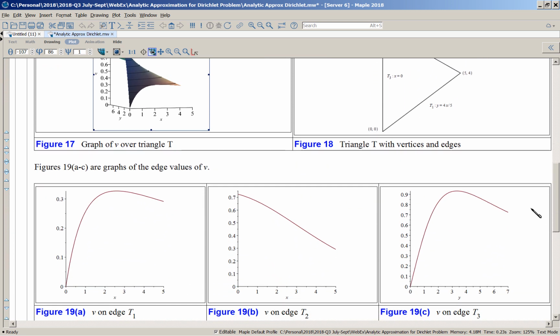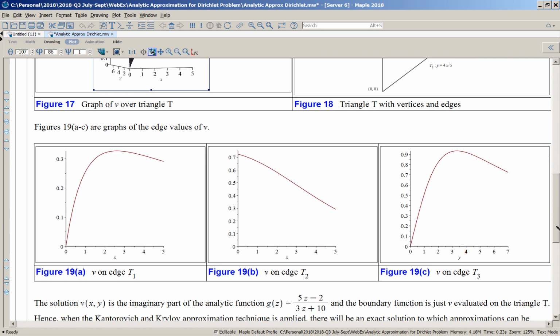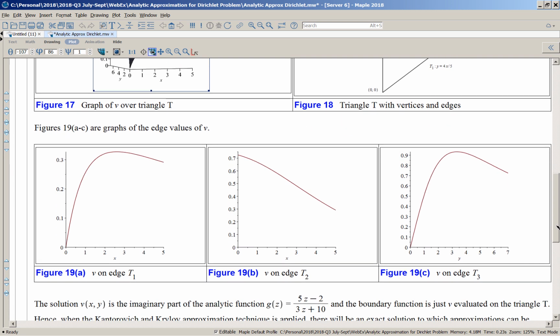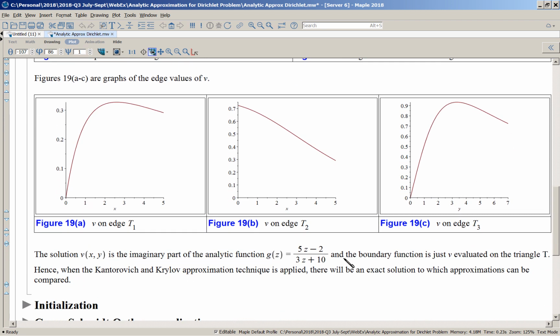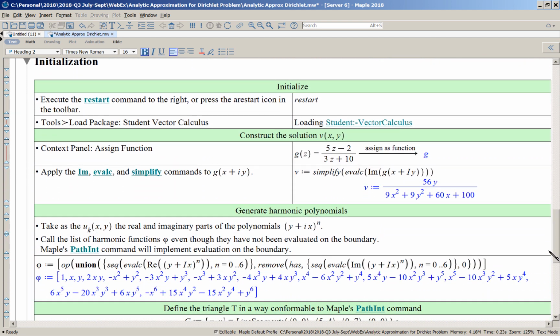Then I drew the edge values over each edge of the triangle. Later I'll superimpose on this the graphs of the approximating function on the edges. And here again is a reminder of how I obtained this exact problem. Same as I obtained for the ellipse. Okay, the problem solution begins.